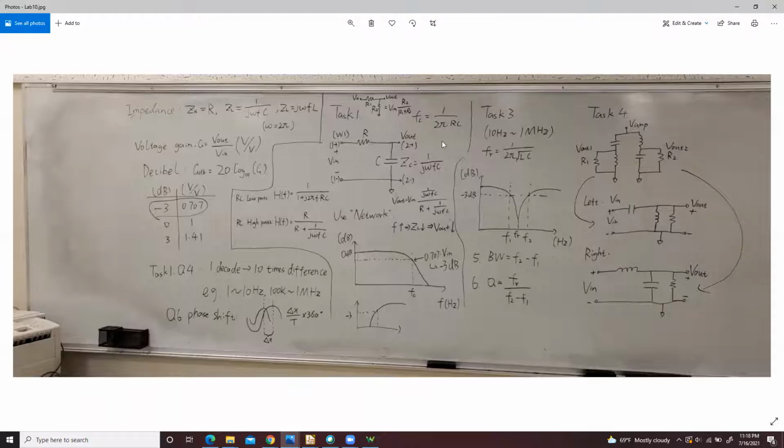And this equation is obtained from the transfer function. This is the transfer function for the RC low pass filter. I'm not going to go through how to derive the transfer function, but make sure you check the example in the lab manual, which goes through the transfer function of the low pass filter. Then you can use the same method to get the transfer function for the high pass filter.